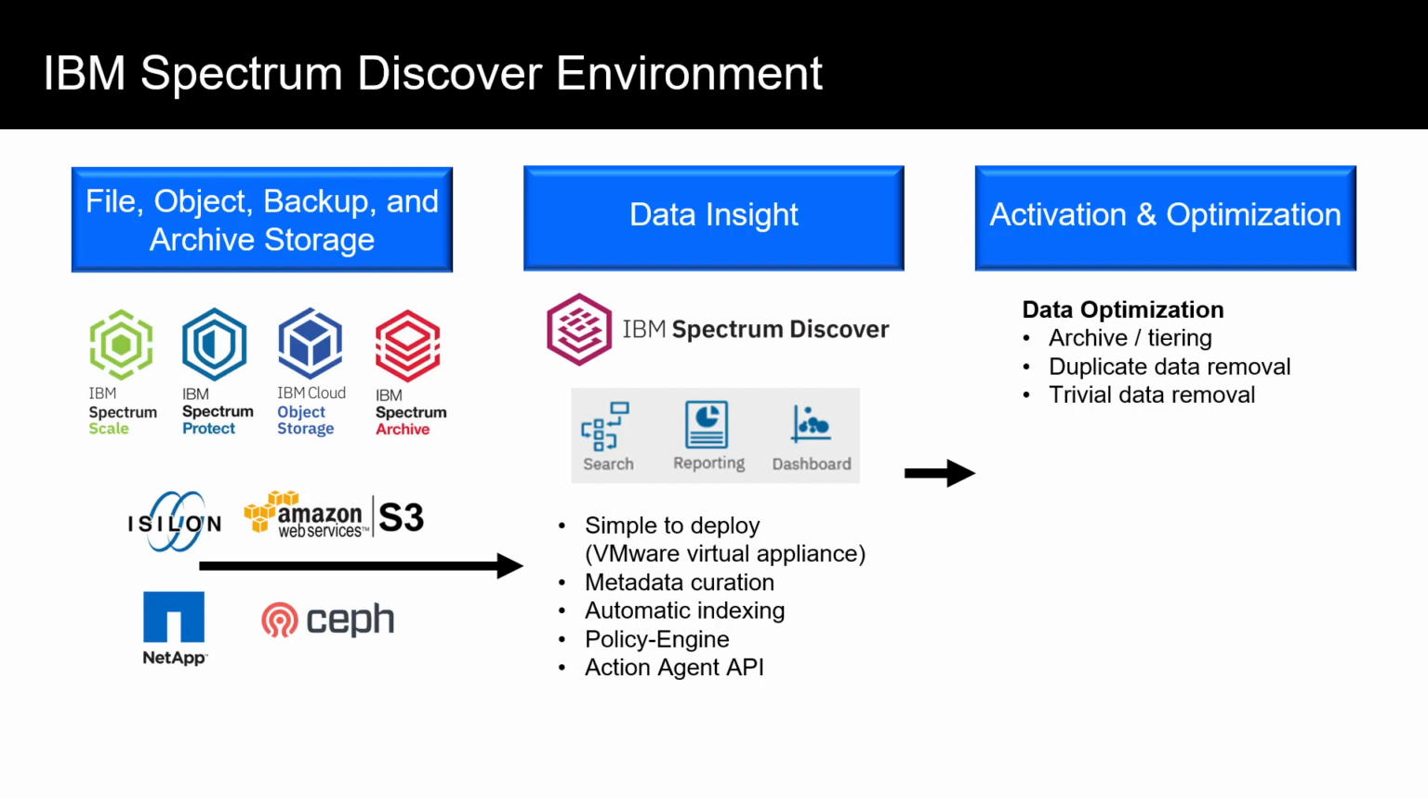Spectrum Discover reduces storage operating expenditure by improving storage administrator productivity and streamlining unstructured data management with capabilities such as custom tagging aligned to organizational constructs or taxonomies, as well as generating customized capacity showback reports.